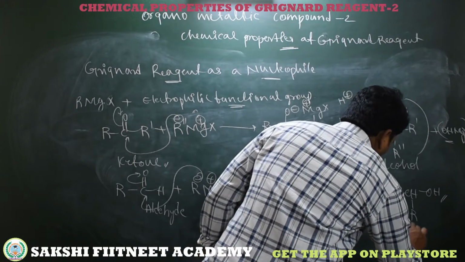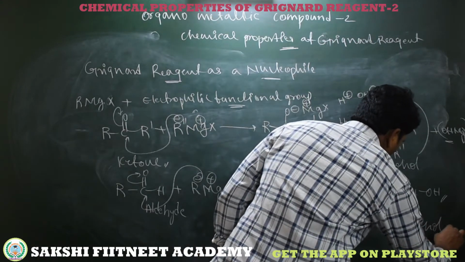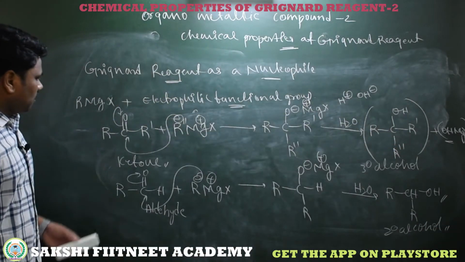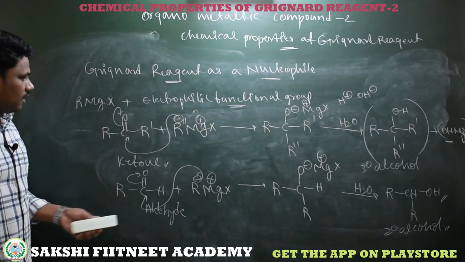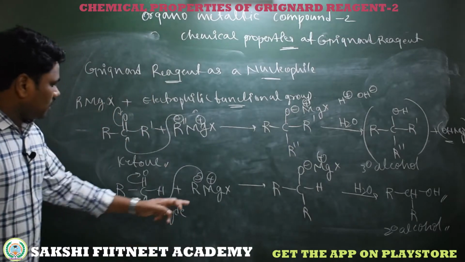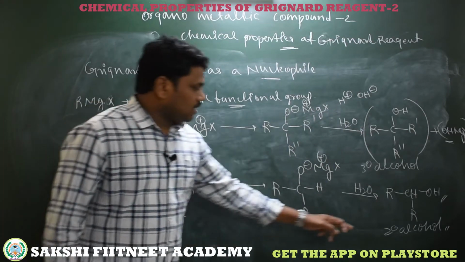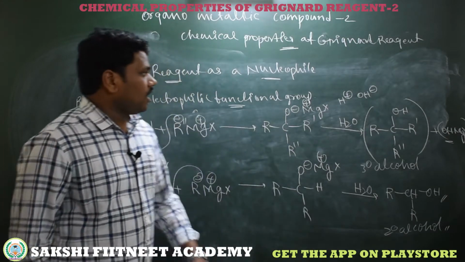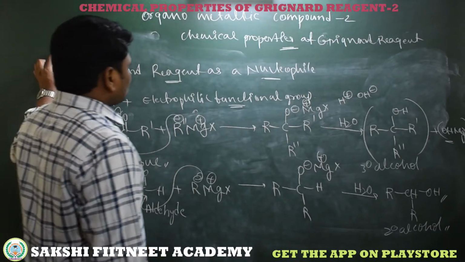So this is the reactivity with a ketone and an aldehyde. Grignard reagent with the ketone, we are getting a tertiary alcohol. Grignard reagent with aldehyde, we are getting a secondary alcohol. Like this, we will take other functional groups.